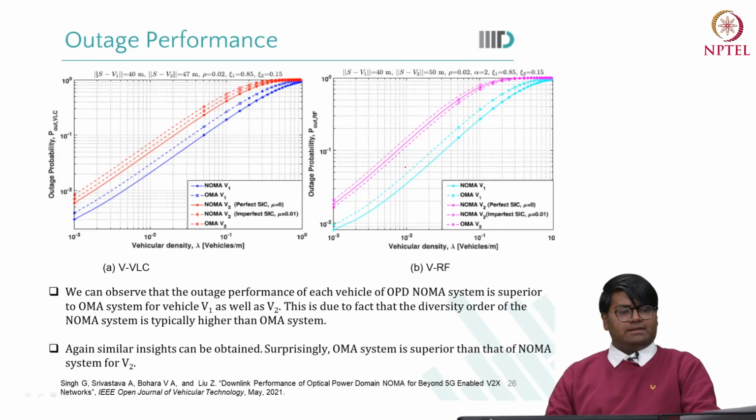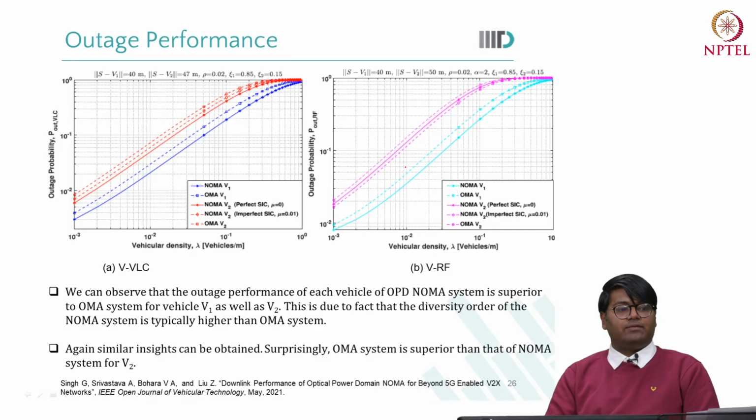So, as shown previously, here also we plot the outage performance for vehicular VLC and vehicular radio frequency communication. So, we calculate the signal to interference ratio at the vehicular node V1 and vehicular node V2 and calculate the outage probability associated with the vehicular node V1 and V2 using a similar approach as what we did in the case of hybrid RF VLC.